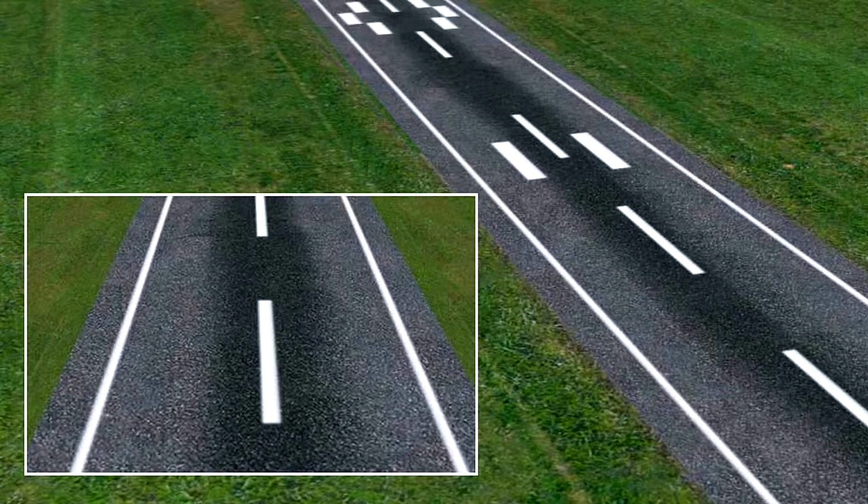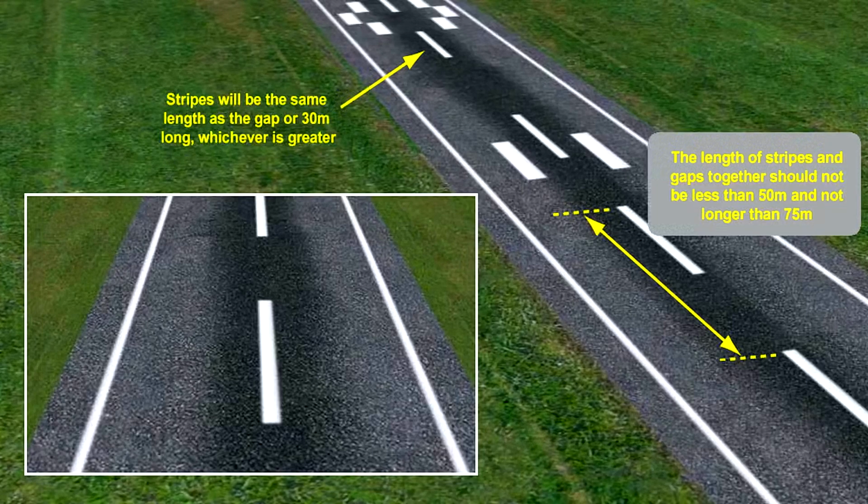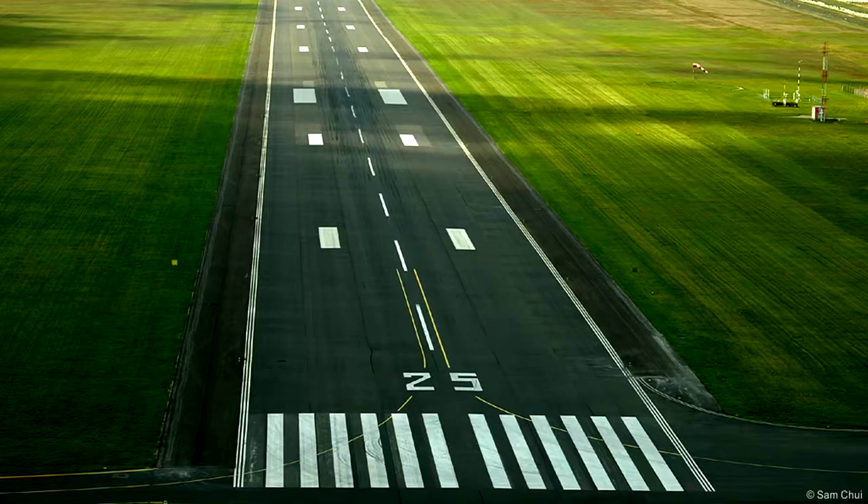Down the center of a paved runway will be a center line marking, which will lie along the middle of the runway between the runway designation marks. It shall consist of uniformly spaced stripes and gaps. The stripes being not less than 50 meters or longer than 75 meters. Each stripe will be the same length as the gap or be 30 meters long, whichever is greater.